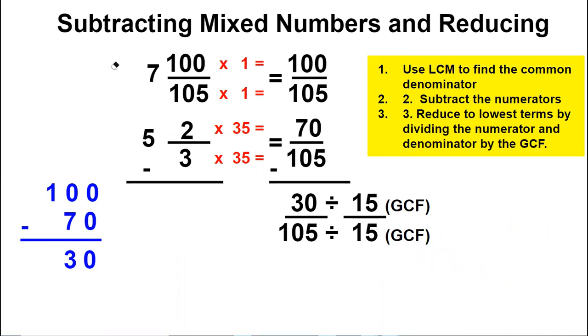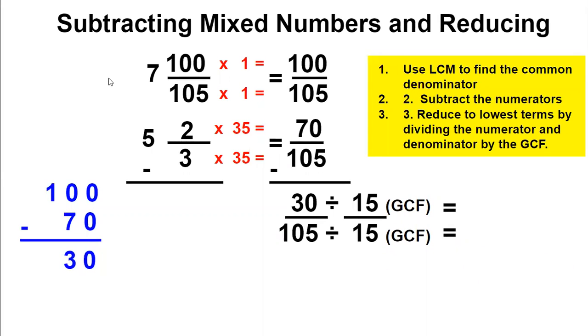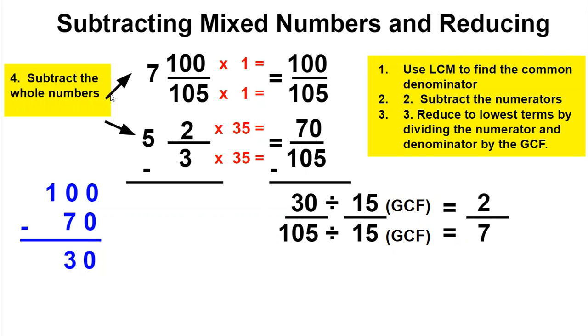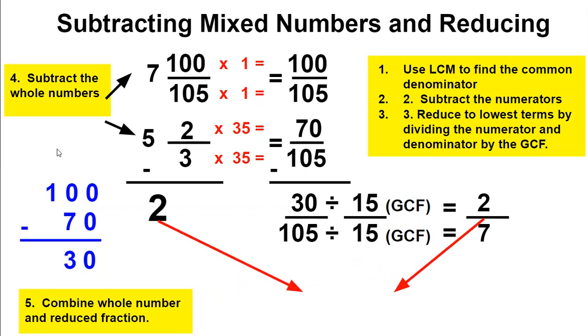And you get 30 divided by 15 is 2. And 105 divided by 15, we just decided was 7. So 2/7. Then we subtract, don't forget now, new step, subtract the 7 minus the 5. That gives us 2. Now we combine 2 with the 2/7, and our answer is 2 and 2/7. Okay, lots more steps, but we just did one more new step.